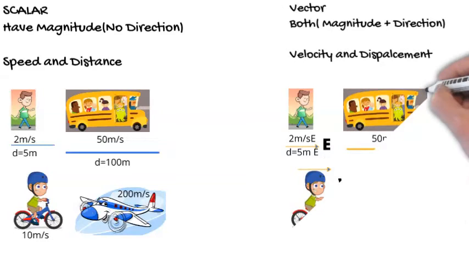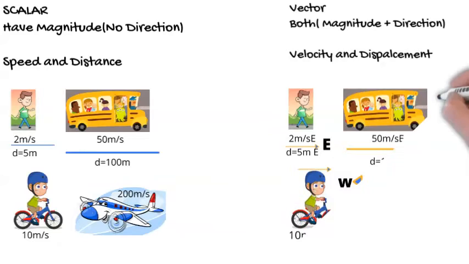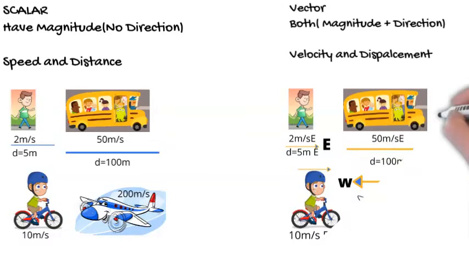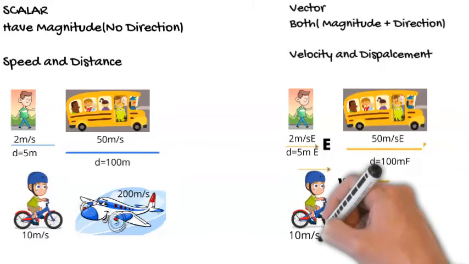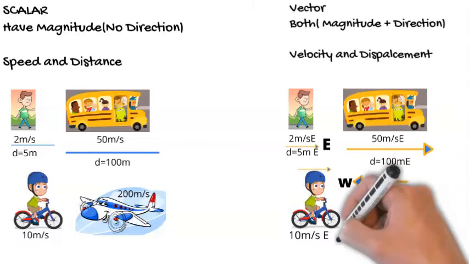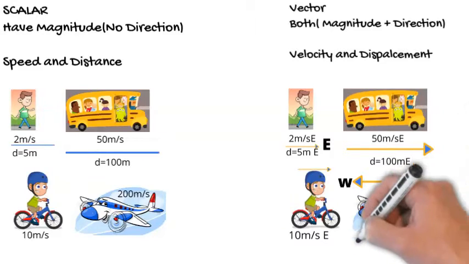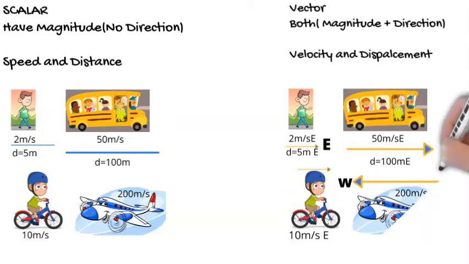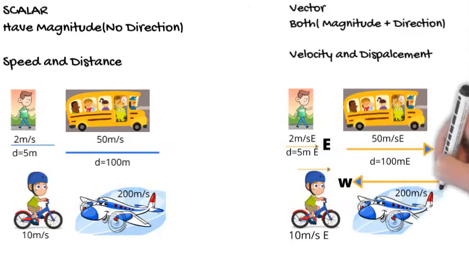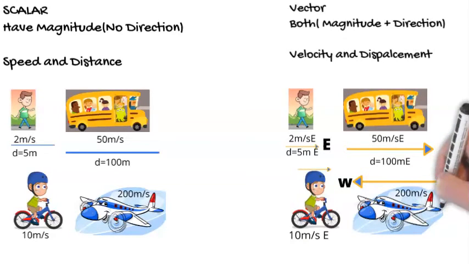So the only difference between velocity and speed is that when we say velocity, it means how fast anything is moving in the pointed direction. So the guy is walking with a velocity of 2 meters per second toward east and covers a displacement of 5 meters toward east. Same as the bus moving with 50 meters per second toward east and covering a displacement of 100 meters toward east.